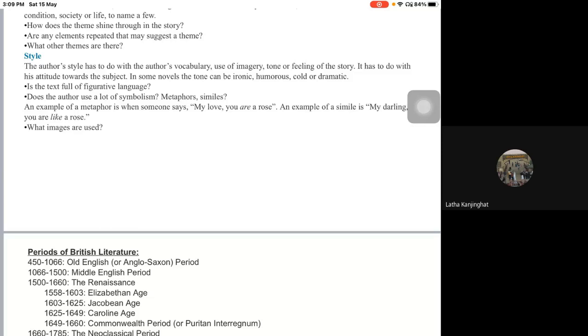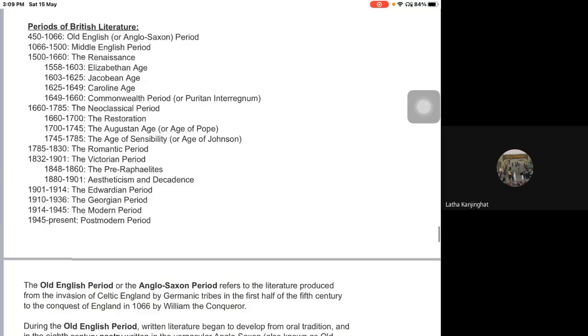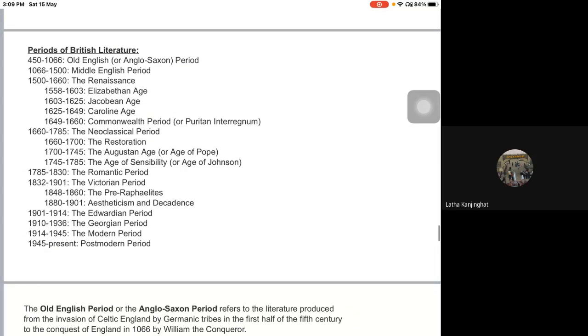Then I thought I will also give you an overview of the different periods in British literature, from the Old English period to the postmodern or the present. This is how we can have an overview of English literature, British literature actually. From the year 450 to 1066, the time of the Old English period, or you can say the Anglo-Saxon period.